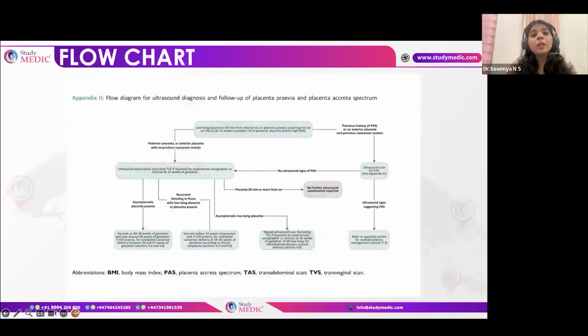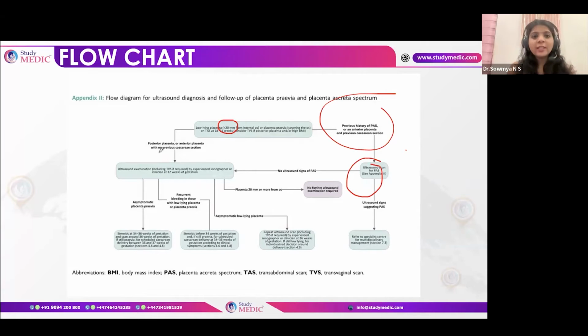Now, a very important flowchart for placenta previa accreta spectrum. One thing, antepartum hemorrhage could be abruption, vasa previa, or placenta accreta spectrum. You call it low-lying placenta when it is less than 20 millimeters. Whenever you have a doubt, you always do a transvaginal scan, especially with a posterior placenta or a high BMI. In the history, if they have a previous cesarean section and placenta previa, you should always rule out placenta accreta spectrum. And if you have a suspicion, you can go for MRI.